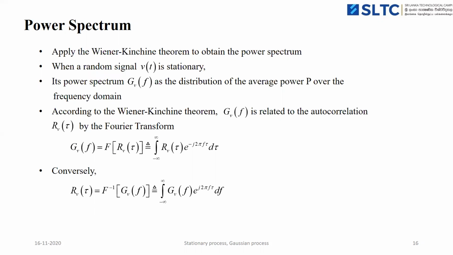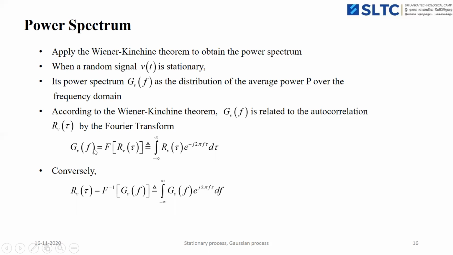Then coming to the last topic in today's session, power spectrum estimation. By applying the Wiener-Khinchin theorem, we can find the power spectrum of the random process. It is calculated by taking the Fourier transform of the autocorrelation function. So the power spectrum of the random process V of t is calculated by taking the Fourier transform of the autocorrelation function, and the power spectrum is the distribution of the average power P over the frequency domain.